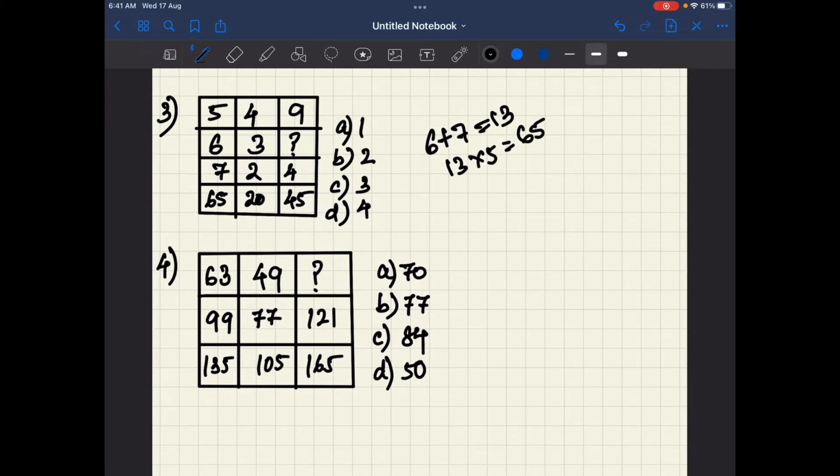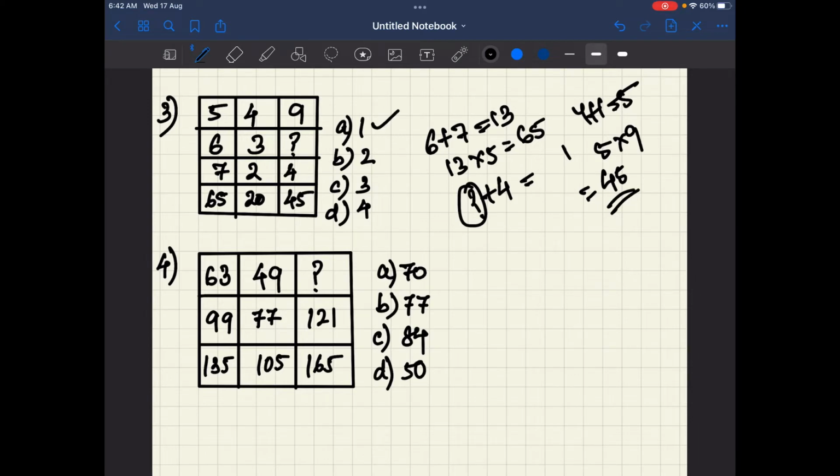Now to get this one, question mark into question mark plus 4 equals how much, such that it would be giving 45. So it's nothing but this question mark is 1, because 4 plus 1 equals 5, and 5 into 9 equals 45. So the answer will be 1.